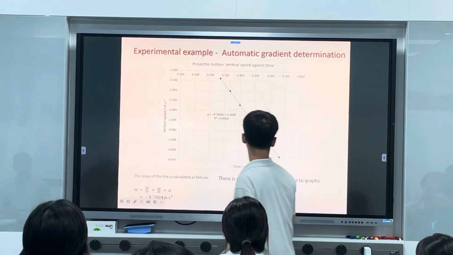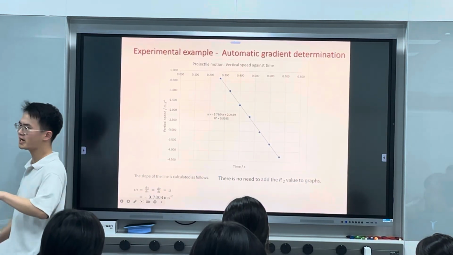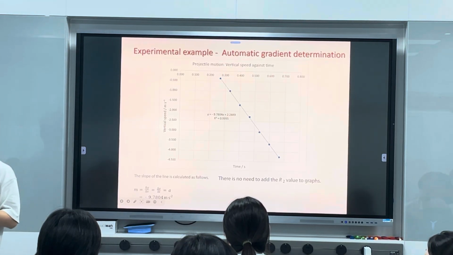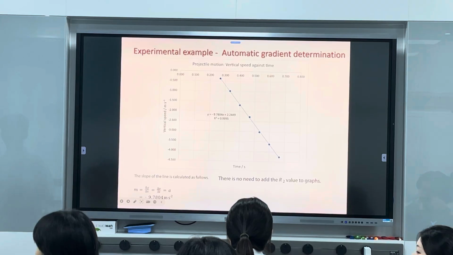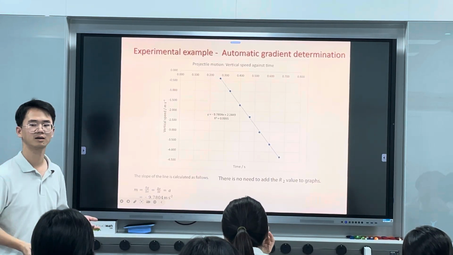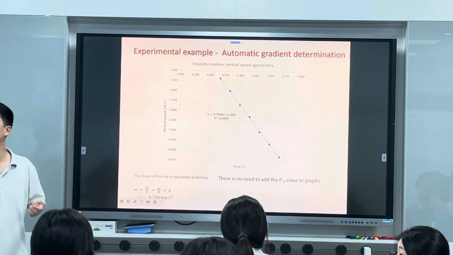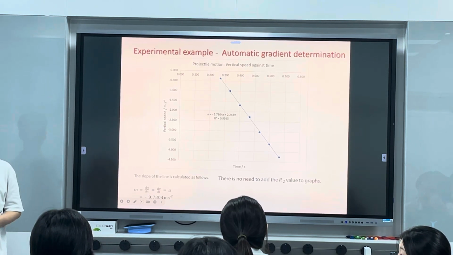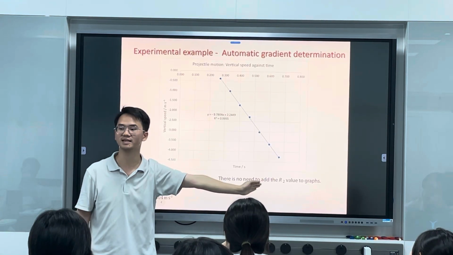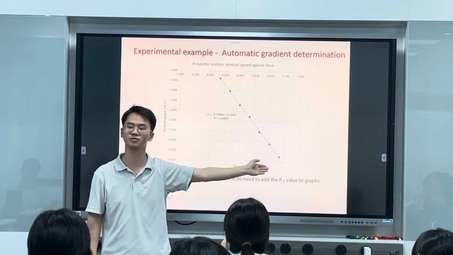And there is no need to add the R2 value to the graph. Anybody still remember from math what the R2 value is and what it does? What does it tell us? Lucas. Forgot. Anybody? Isn't it how accurate the dots are to the line? How the line is fitting your data, right? How the model is fitting your data.